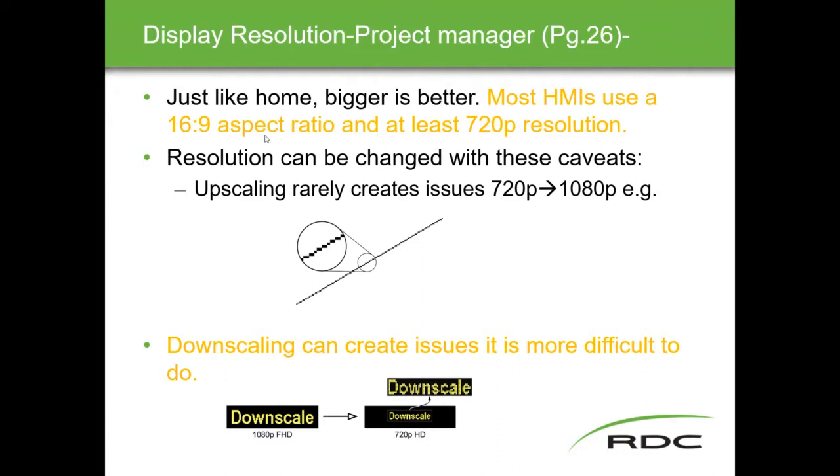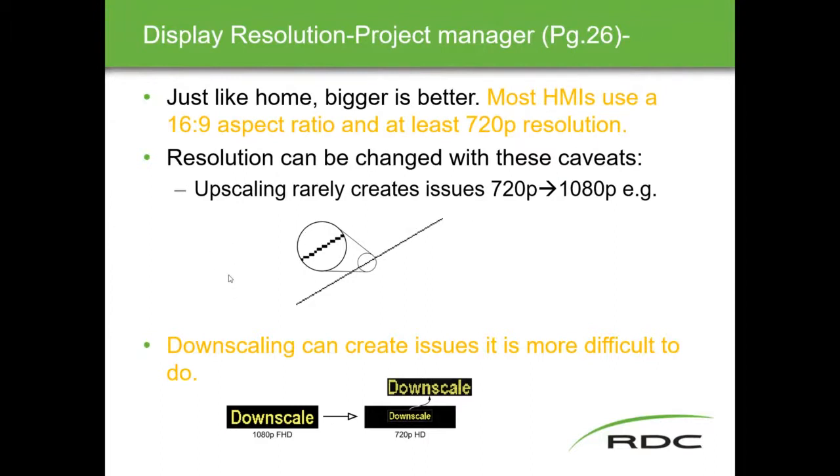Okay, so just like at home, bigger is better when we're talking about resolution. Most HMIs use a 16:9 aspect ratio and at least 720p resolution, probably more common now for 1080p or better. But this is at the time of writing, where we were at technologically. Resolution here is not any different than resolution when we are talking digital to analog conversion. The higher resolution you have, the more detail you get. 720p is 720 pixels per square inch. 1080p is 1080 pixels per square inch. So you get better pictures with bigger numbers.